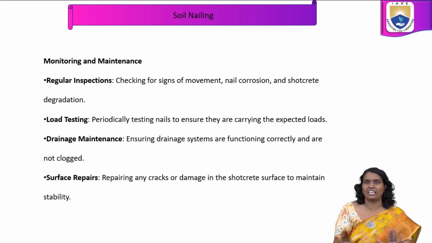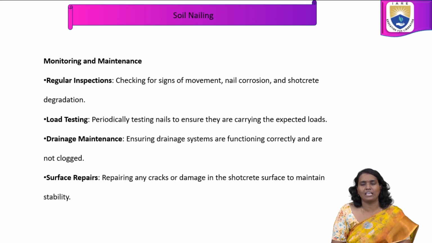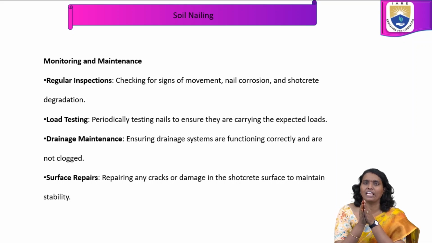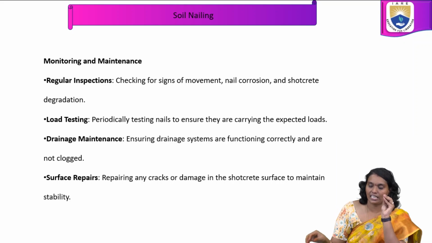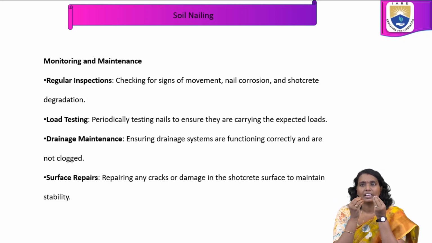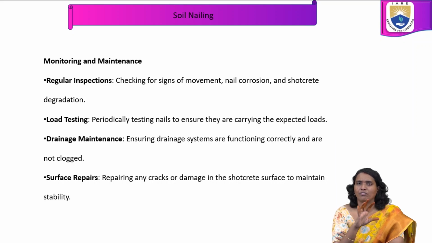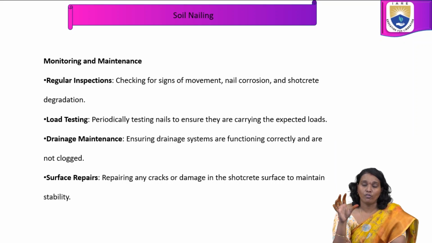Next, once we are done with the soil nailing, the next step is monitoring and maintenance. It requires regular inspections, load testing, drainage maintenance and surface repairs. These are very important. After completion of the nailing, we do regular inspections for signs of any kind of movement, nail corrosion and shotcrete degradation. Any of these may happen, so we have to monitor. Once we observe any of these during monitoring, we move on to the next step: maintenance.